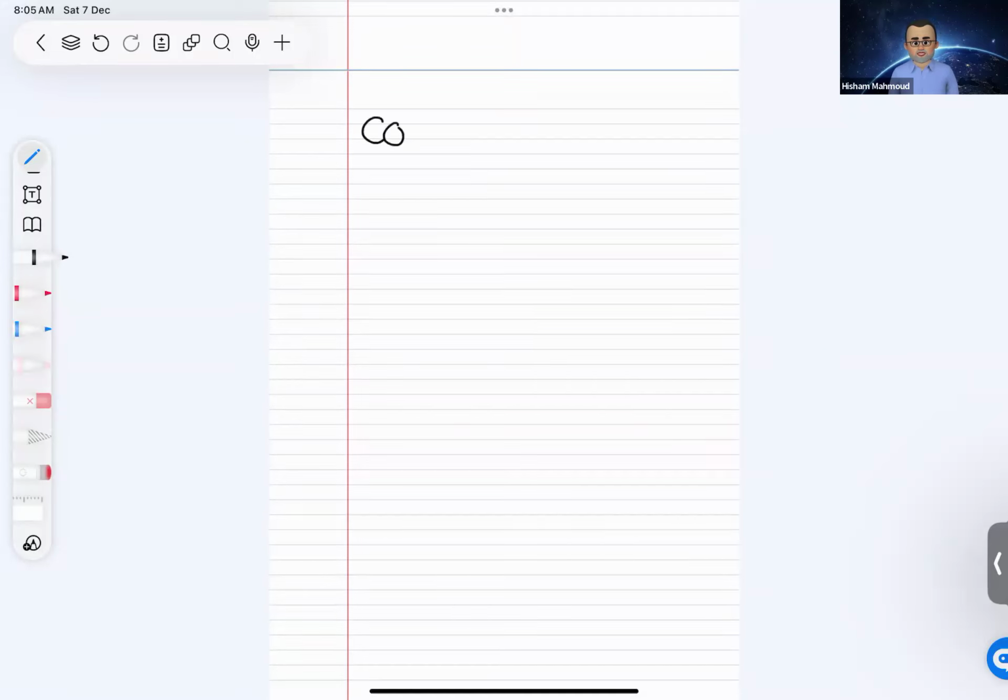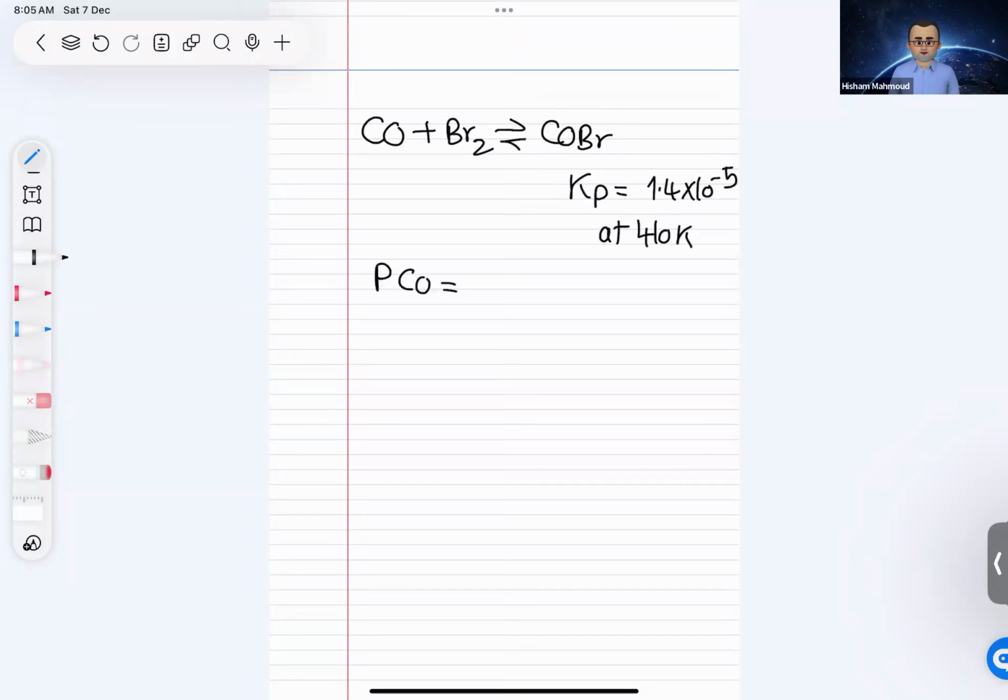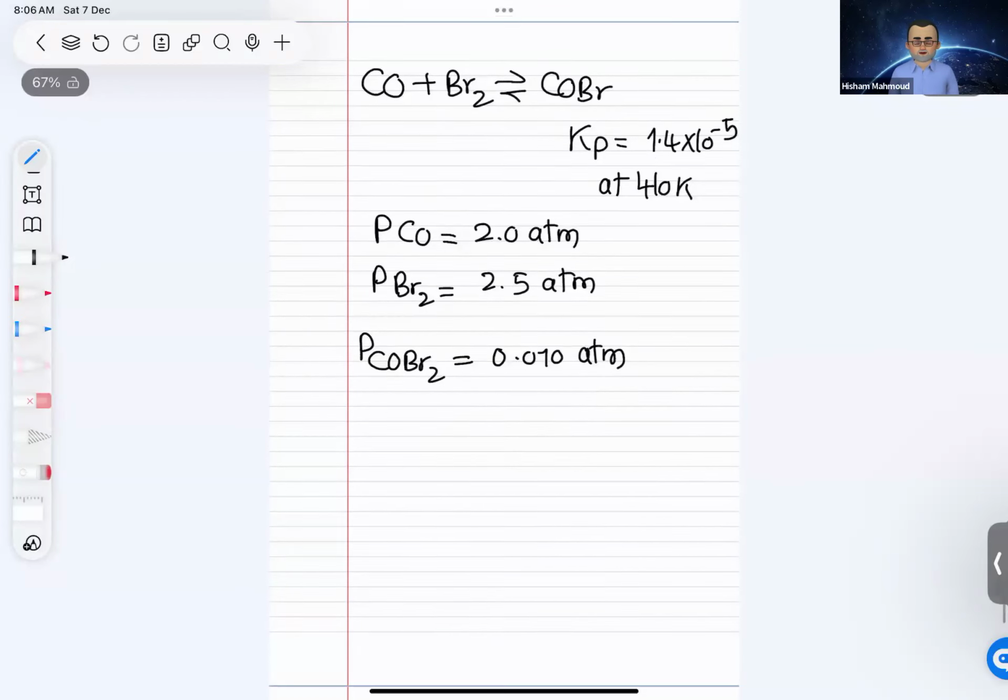So I have here carbon monoxide reacts with bromine to form COBr2, and this is the K pressure equal to 1.4 multiplied by 10 to the power of -5 at 410 Kelvin. For the reaction system represented above, the initial partial pressures are: partial pressure of CO is equal to 2 atmospheres, PBr2 is equal to 2.5, and PCOBr2 is equal to 0.010 atmospheres.